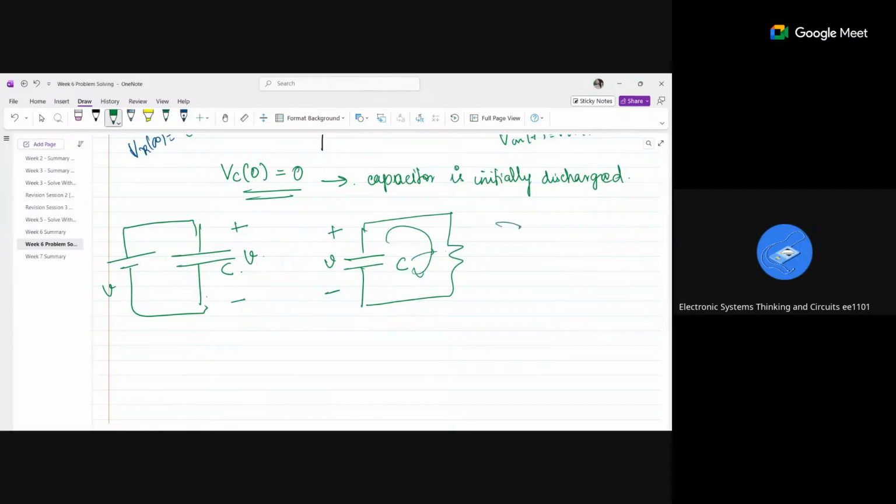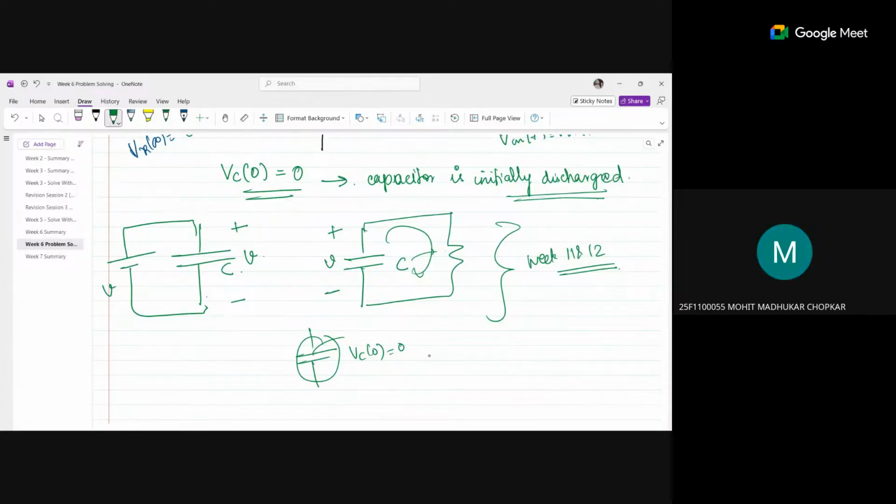These types of questions you will be seeing in weeks 11 and 12. So initially discharged means that the capacitor's initial Vc of 0 value is 0. It has no charge in it, it is not carrying any charge currently at time t equal to 0. That's why it is called initially discharged. Is this term clear? Yes, ma'am. There is no potential stored in it initially. Yes, 0 volt.